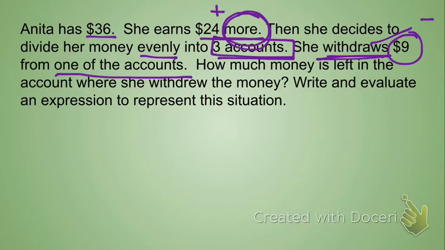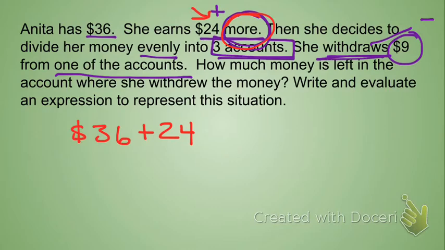All right, so let's start from the beginning. What did she start with? Anita started with $36. Okay, and then what happened to that $36? It said she earned 24 more, right? That word more, so that's telling me I'm adding $24 to this. So $36 plus $24. Then what'd she do with that money?